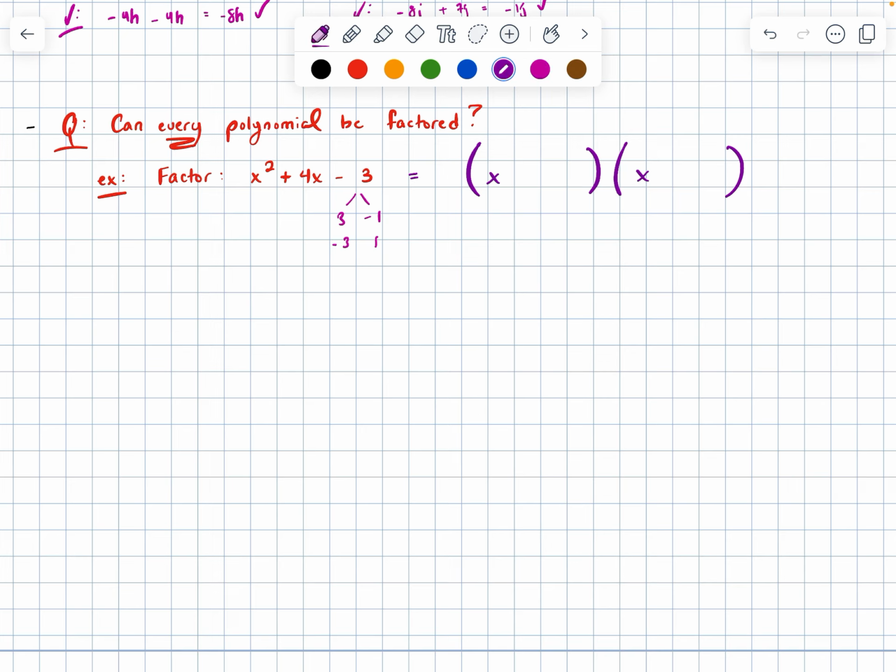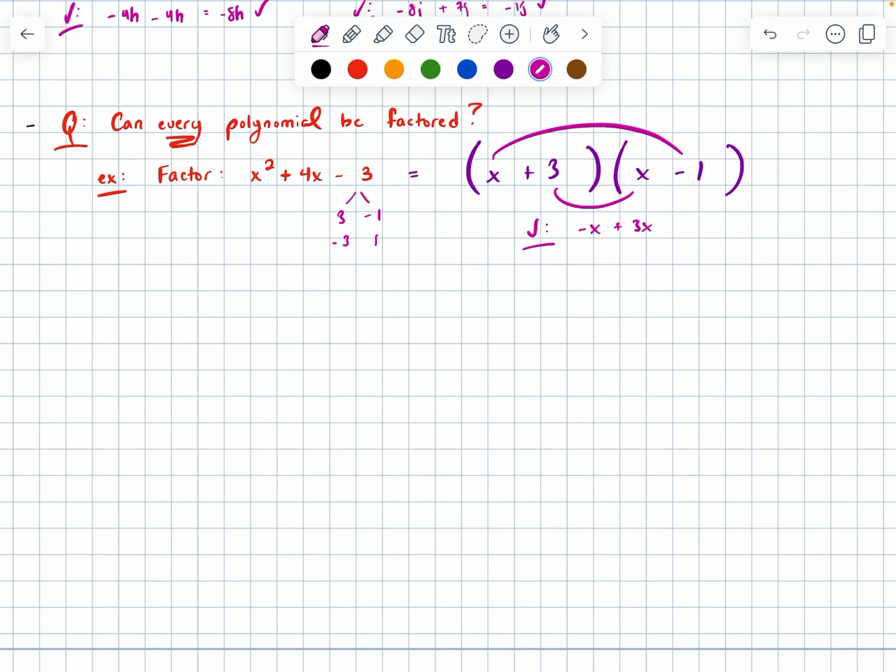Let me try my first option. So I could try an x with a positive 3 and an x with a minus 1. The only way for me to know for sure is to check my middle term. So x times negative 1 in my check is going to give me negative x. 3 times x, that's going to give me 3x. Negative x plus 3x gives me positive 2x. This is not the middle term I want. This factored form does not work.